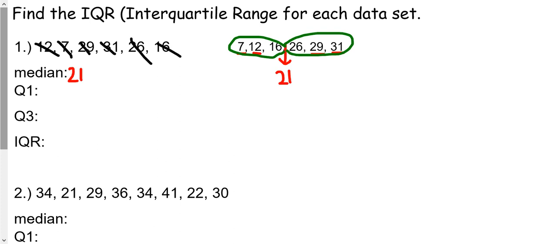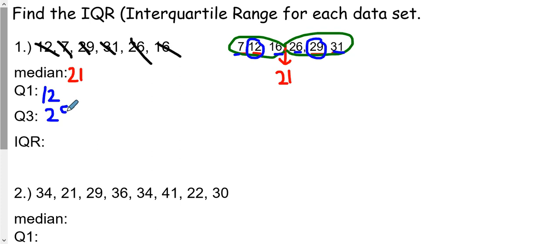So when I'm finding Q1, mark off 7, mark off 16, look there, 12 is my middle. So 12 would be Q1. And then Q3, 1 high, 1 low, and I get 29 in the center. So 29 is my Q3.